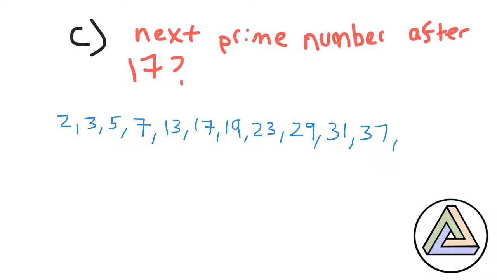Let's see, 39 is divisible by 3, so that won't work. Let's see, 41 is prime, and 43 is prime, and not 45, 47 would work. And it sort of goes on like that, actually.